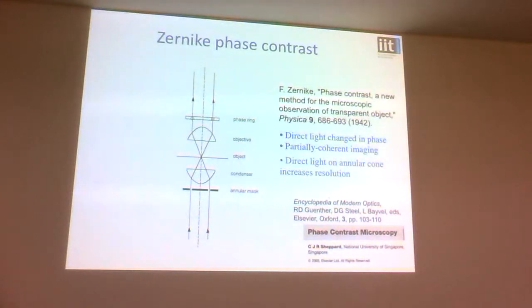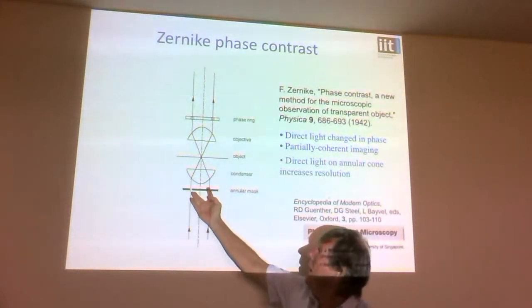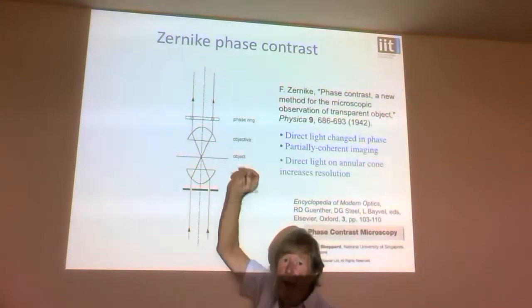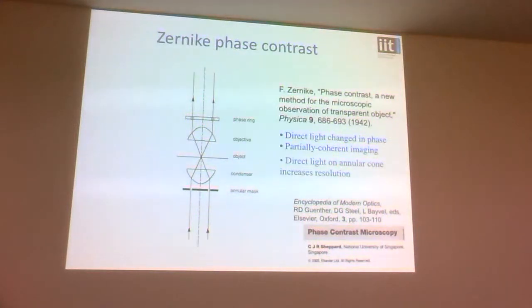So Zernike phase contrast is like a dark field microscope, except that rather than just get rid of the unscattered light, the direct beam, we change its phase with a phase ring. So we've got an angular mask on the way in, a phase ring on the way out, and the phase ring changes the phase of the direct beam, and then you've got interference between the scattered light with the direct beam.